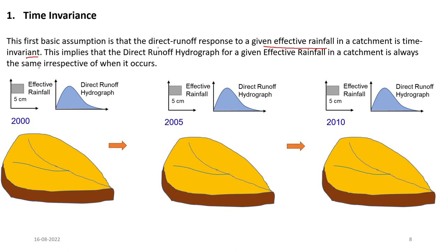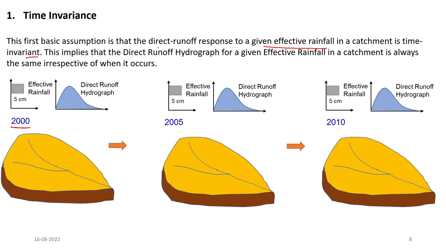But all these practical things we'll ignore, and we assume that if we develop a unit hydrograph once, it will be the same even if we use it in 2010 or 2022 for the same effective rainfall. So look clearly at this picture. Let's say in 2000 this is a watershed.